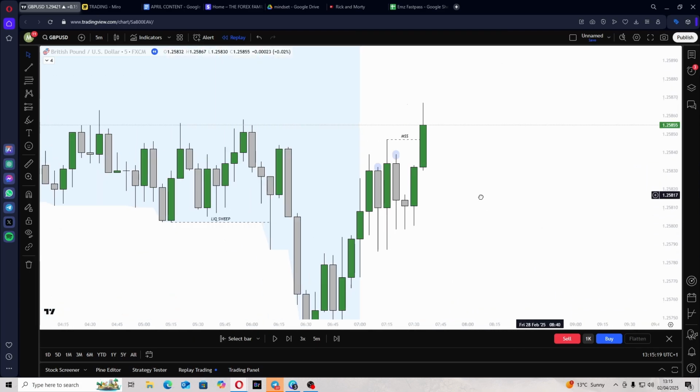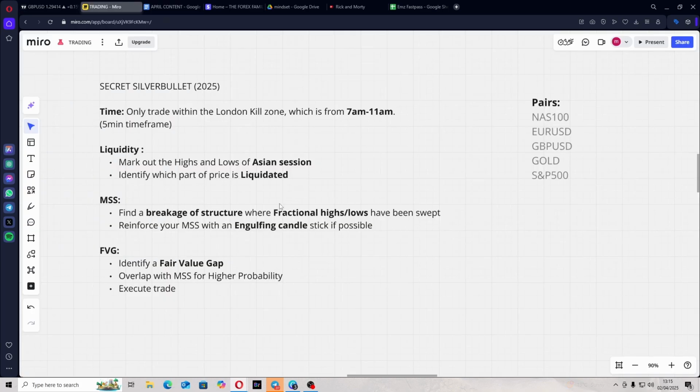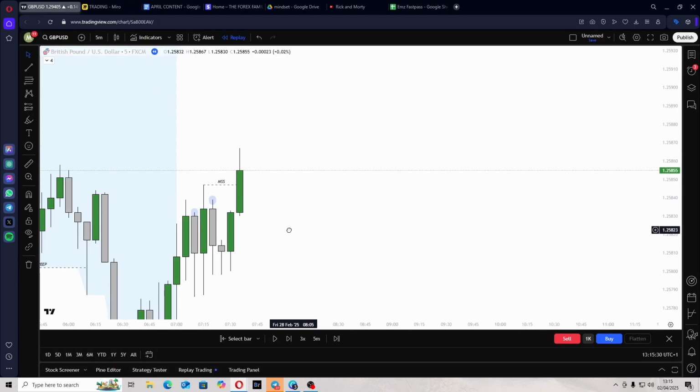And once we do get a market structure shift, all we've got to do is mark out our fair value gap, identify a fair value gap, overlap it with a market structure shift for a higher probability, and then we execute the trade from then on. That's all that's left to do to pass your prop firm challenge.